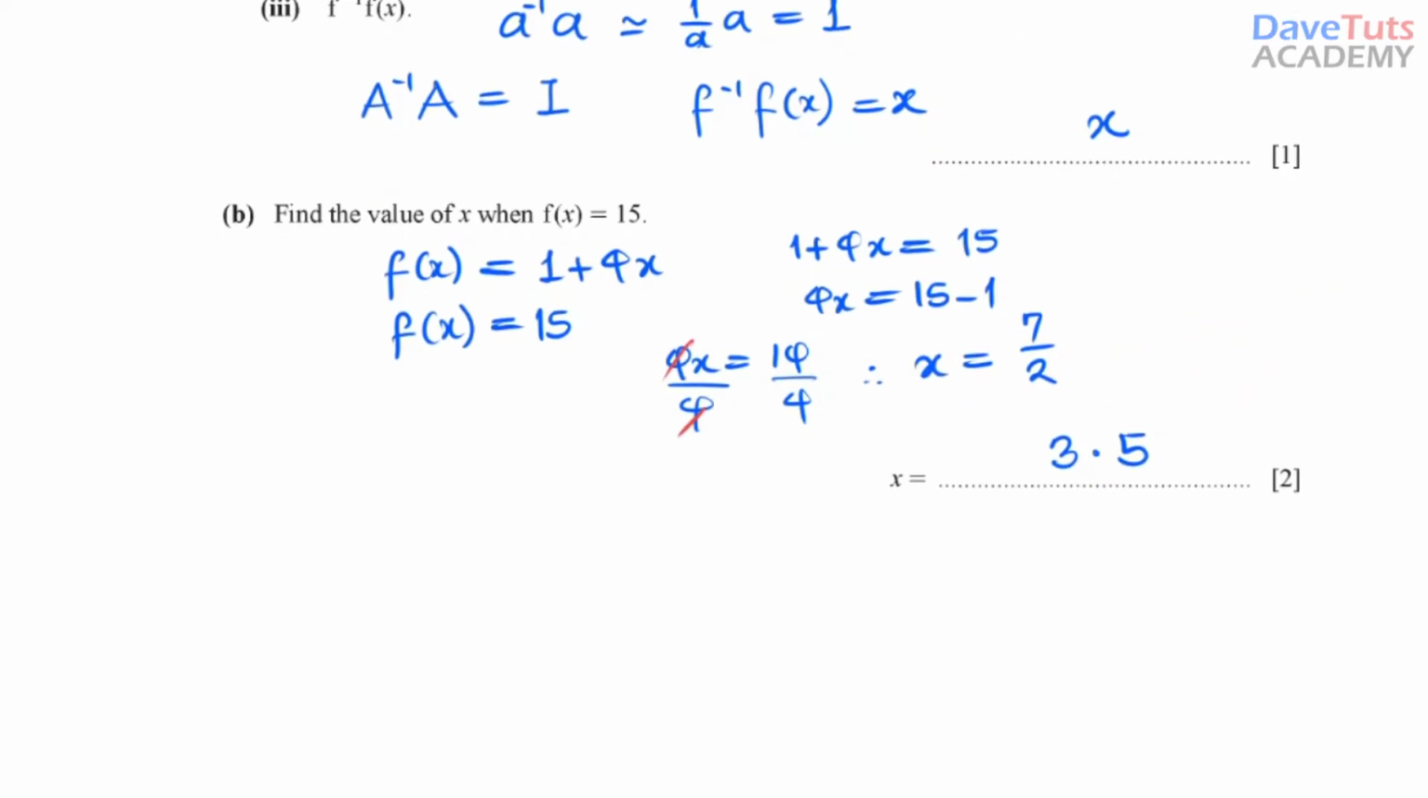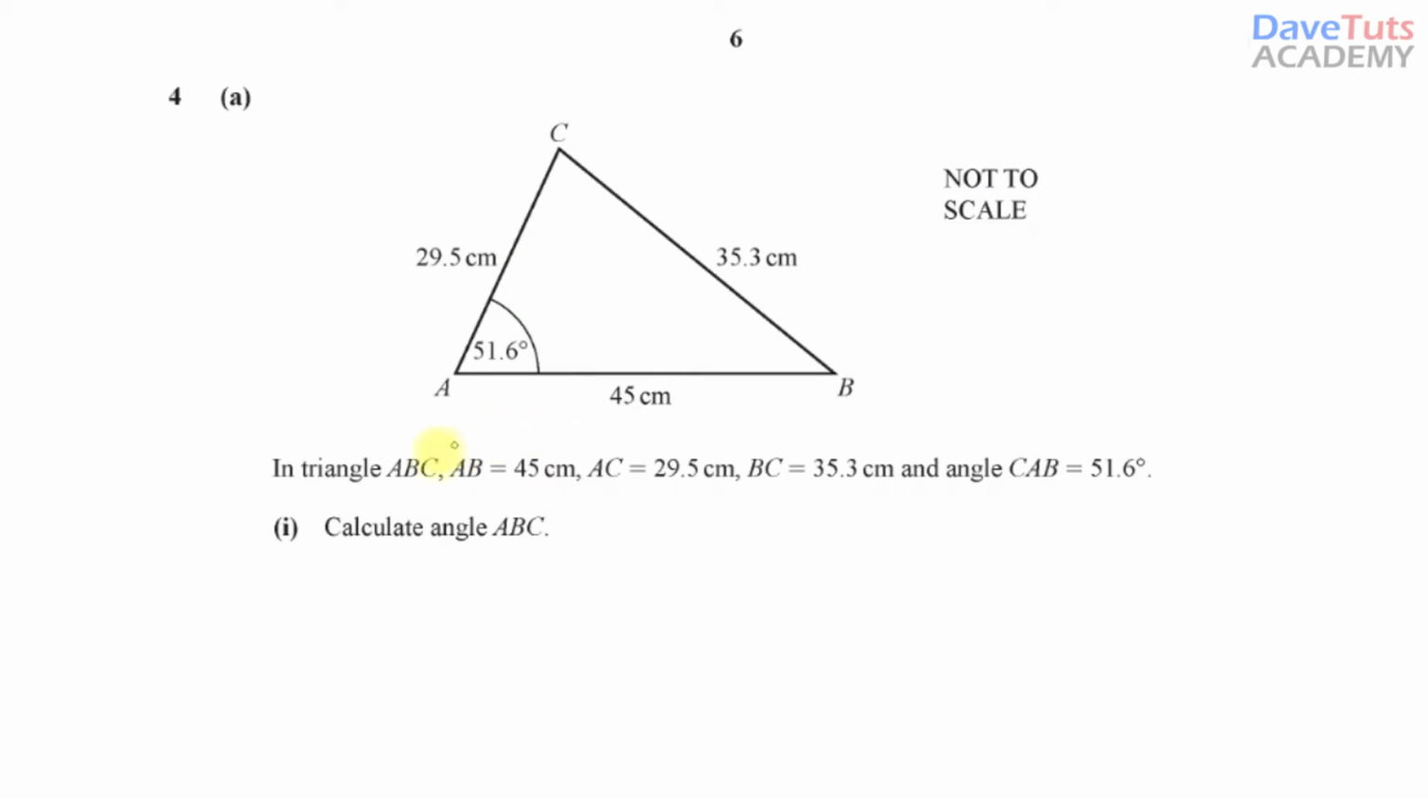Okay, for this question we're told that in this triangle ABC, AB is 45, AC is 29.5, and BC is 35.3. Then angle CAB is 51.6 degrees. We have to calculate angle ABC. First, let's identify this angle ABC. This is ABC. So inherently, this angle here is what we are requested to find. This is the angle that we are looking for in this particular question.